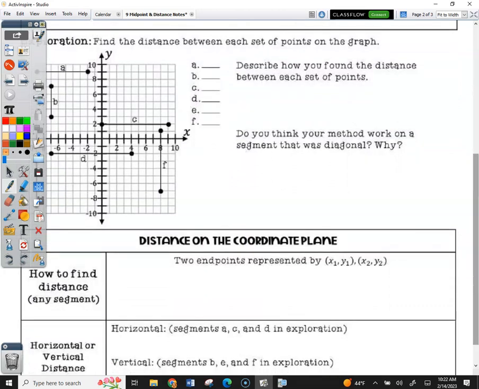This is where a highlighter or a colored pen would be really helpful. Highlighter or colored pen.